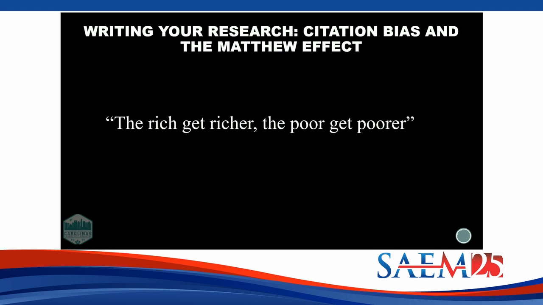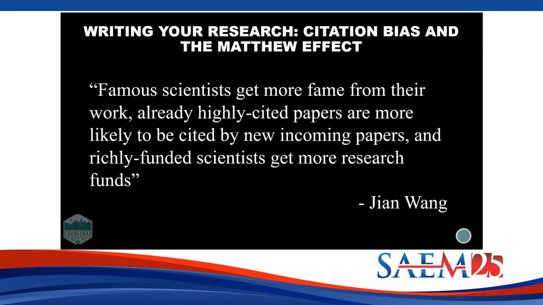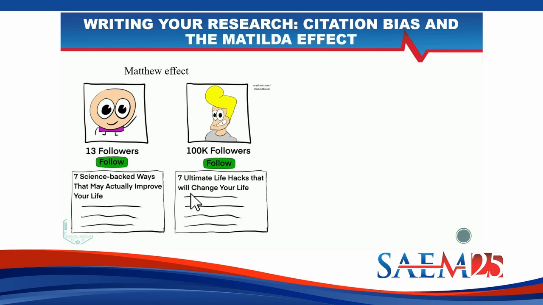How does that translate to research? Famous scientists get more fame from their work. Already highly cited papers are more likely to be cited by new incoming papers. Richly funded scientists get more research funds. Again, rich get rich, poor get poor. This is just an example of how it can play out in popular media. So somebody that has 13 followers and publishes something that seems actually science-based versus somebody with 1,000 followers, and they're just going to keep getting more followers.